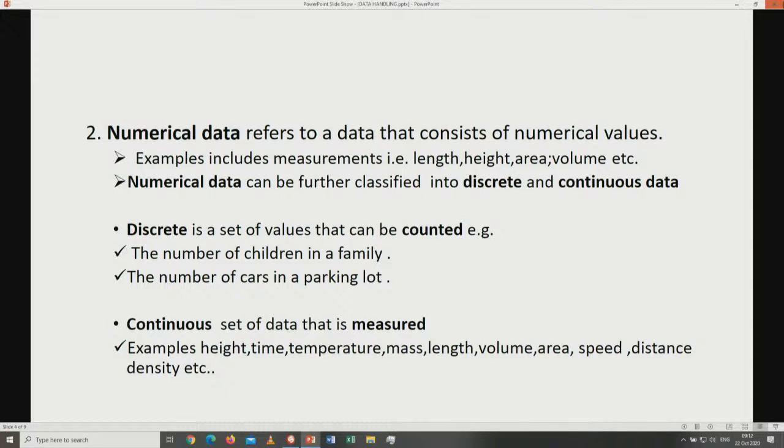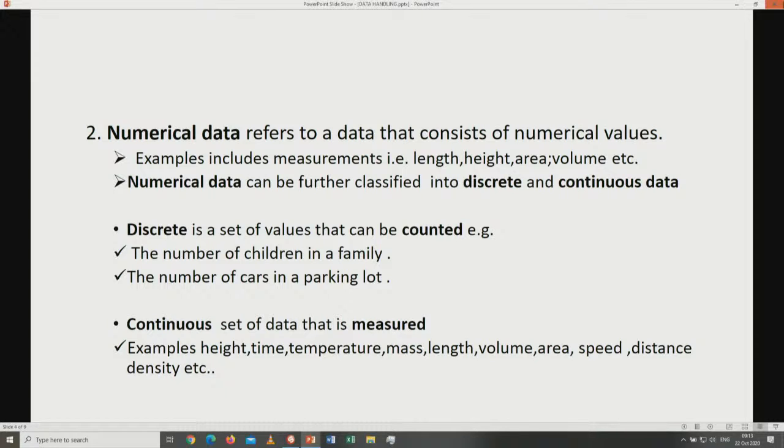Now, discrete, they say, is a set of values that can be counted. For example, the number of children in a family, we can count them: 1, 2, 3, 4, 5, 6, 7. There are 7 children in a family. They can be counted. Number of cars parked in a parking lot, we can count that. Number of calculators, we can do that. Number of learners in the class, I can come and count how many learners we have. So discrete data is a set of values that can be counted. It normally revolves around whole numbers because when we count, we use whole numbers.